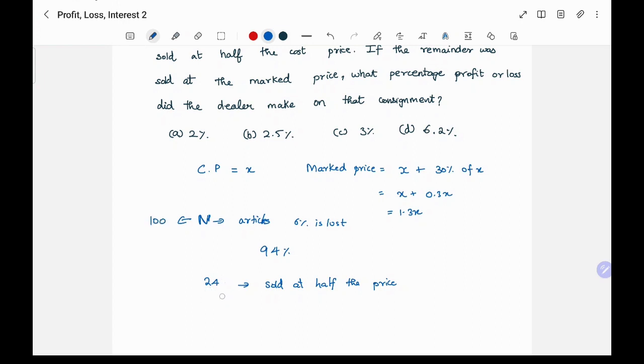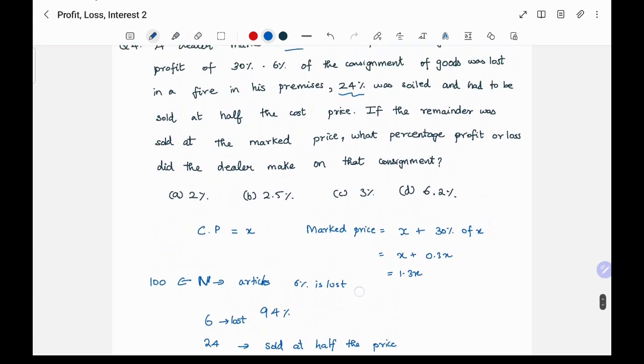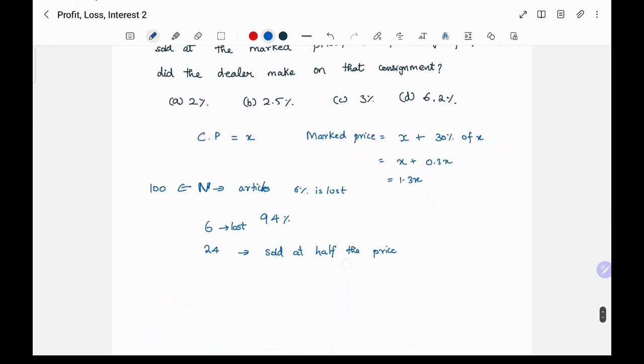So this will be 24. So 24 goods, 6 are lost. 24 will be sold at half the price. And the remaining, how much will you have? 70. So 70 will be sold at the same market price.